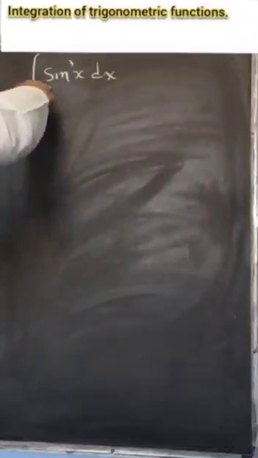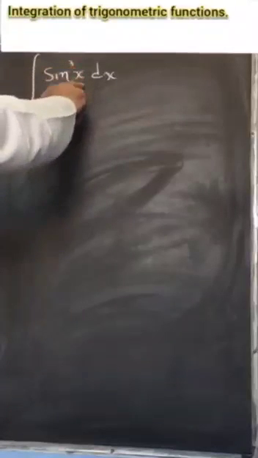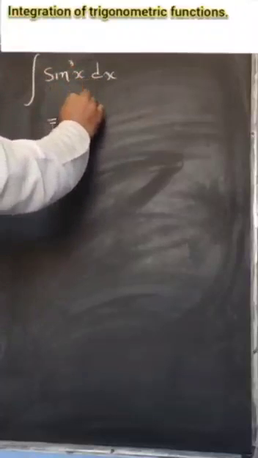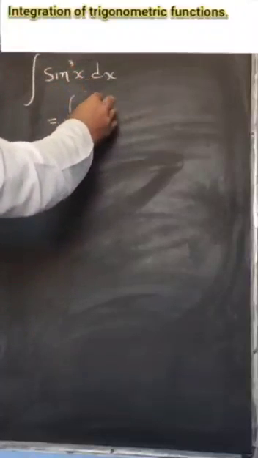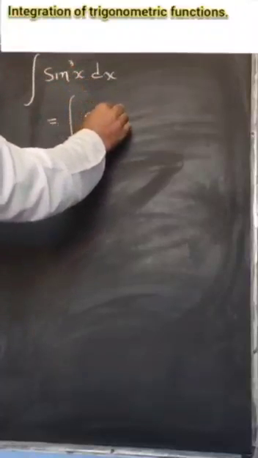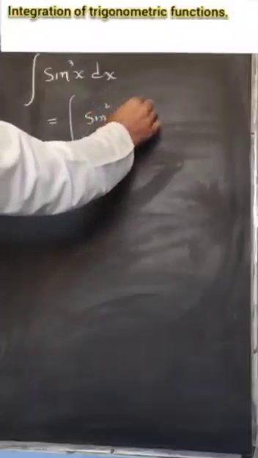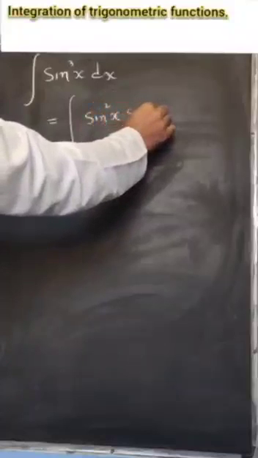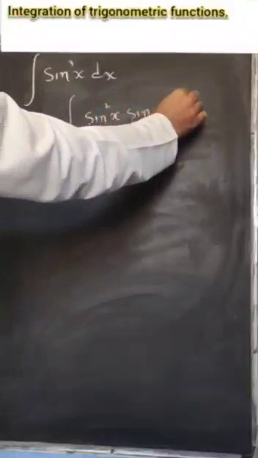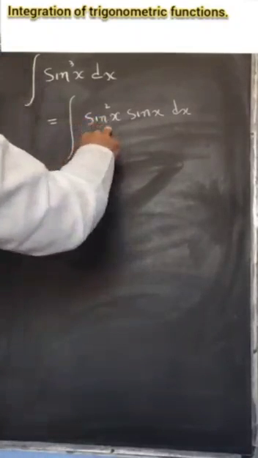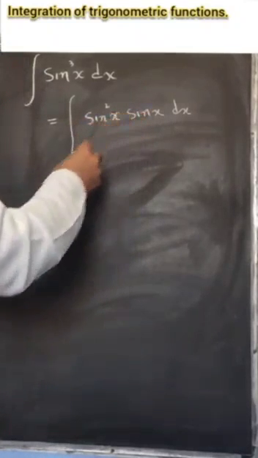Here we have to find integration of sine cube x. We can write it as integral sine square x, sine x dx. Sine square x into sine x, that is sine cube x.